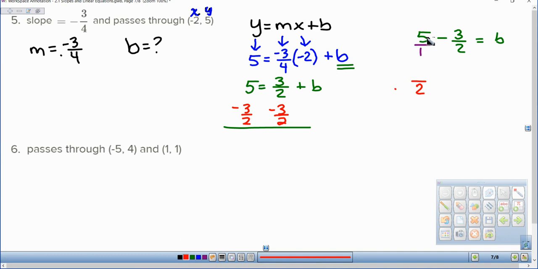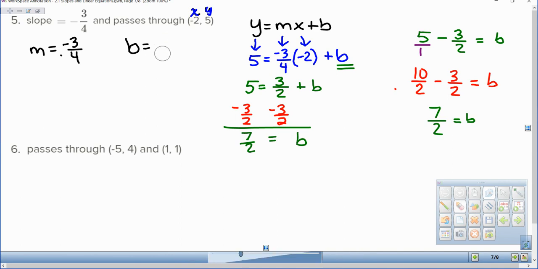And then change the 5 in the same way. So like 1 became a 2 because I multiplied by 2. Let's just change the 5 in the same way. 5 times 2 is 10. So now we have 10 halves minus 3 halves. And if you do 10 minus 3, you will find that that is 7 halves. And that is my b value. So b equals 7 halves.